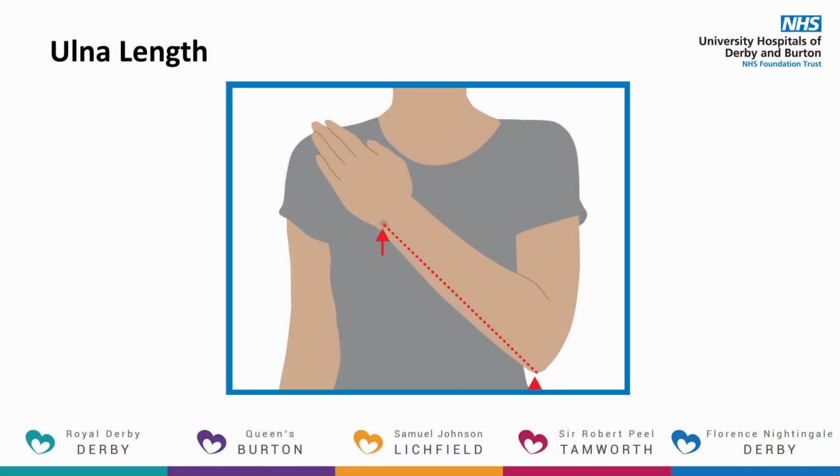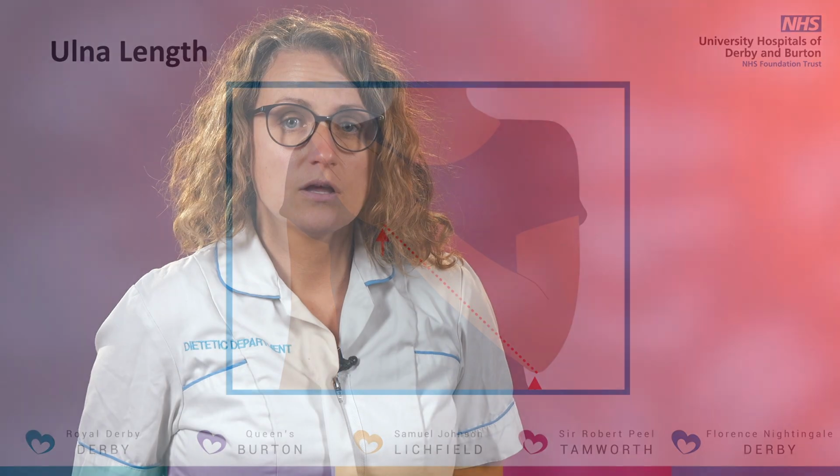The first measurement is ulnar length, and this can be used to estimate a patient's height when this cannot be measured or is unknown. Knowing a patient's height will allow the estimation of a BMI to be completed. Typically, it is recommended to use the non-dominant arm unless there is a clear reason why it cannot be used.